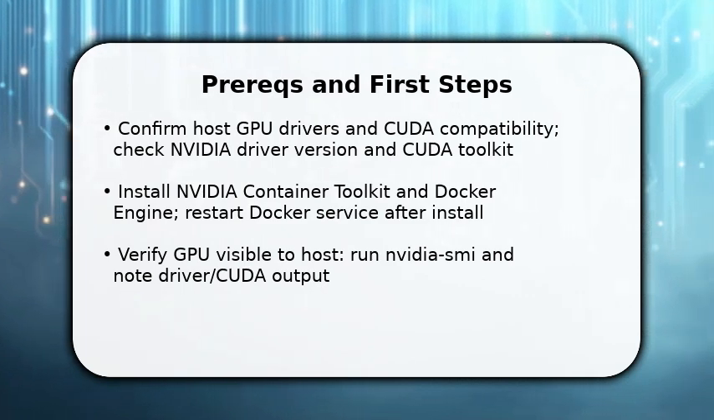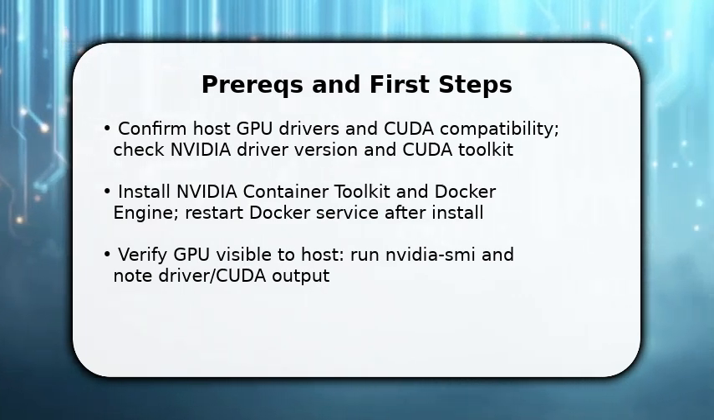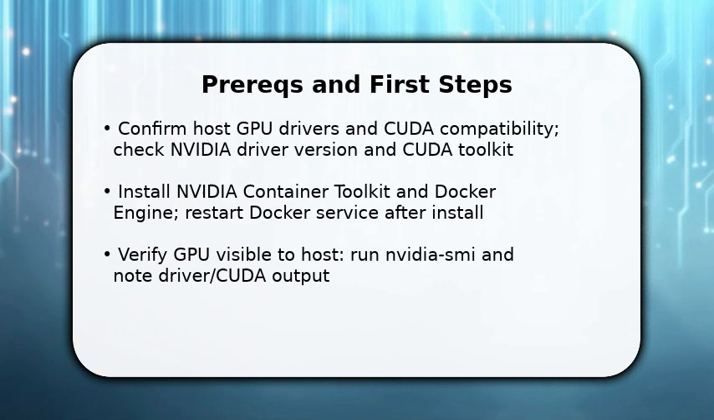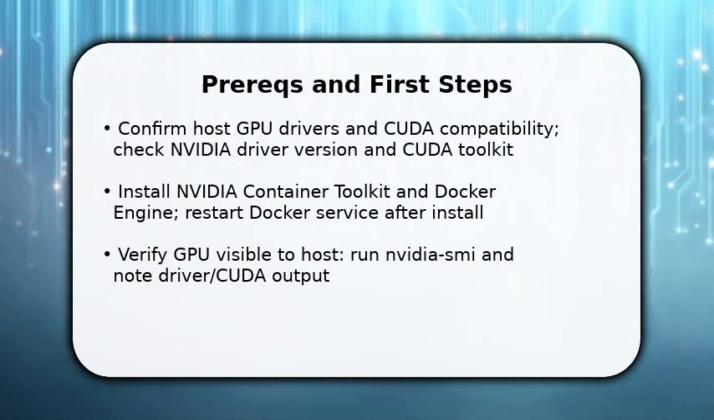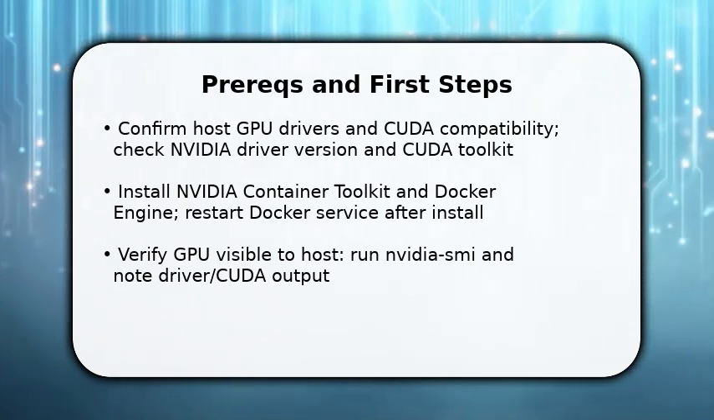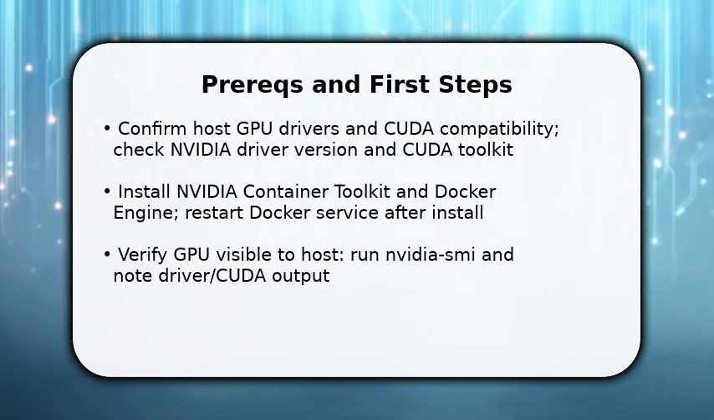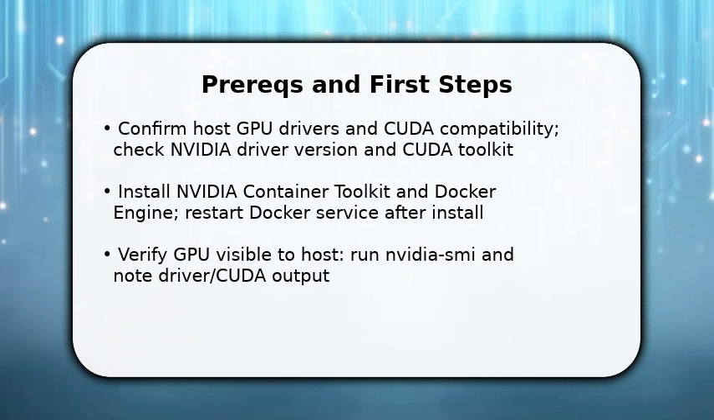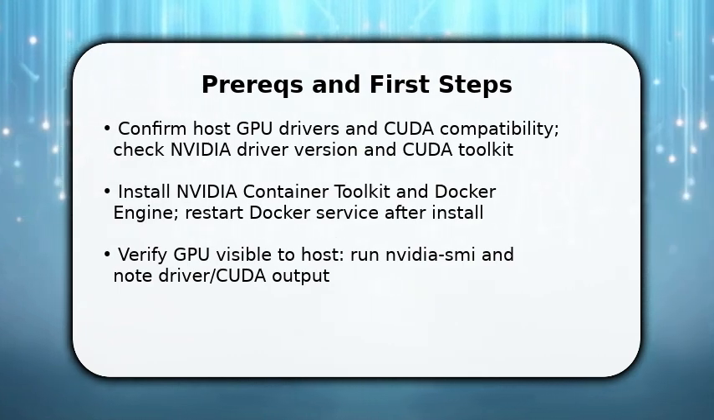Next, install Docker Engine if missing, then add the NVIDIA Container Toolkit package and configure the Docker daemon to use the NVIDIA runtime. Once done, restart Docker and rerun nvidia-smi on the host. This ensures Docker can access the GPU, and that driver-toolkit alignment prevents runtime failures.